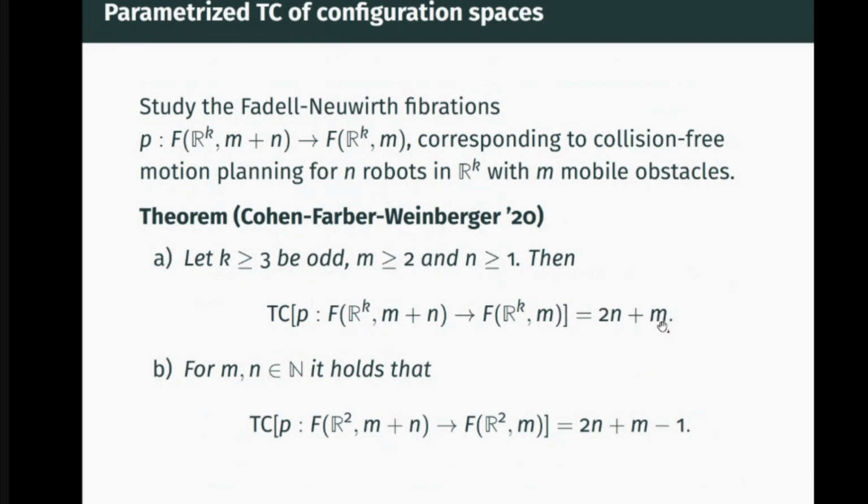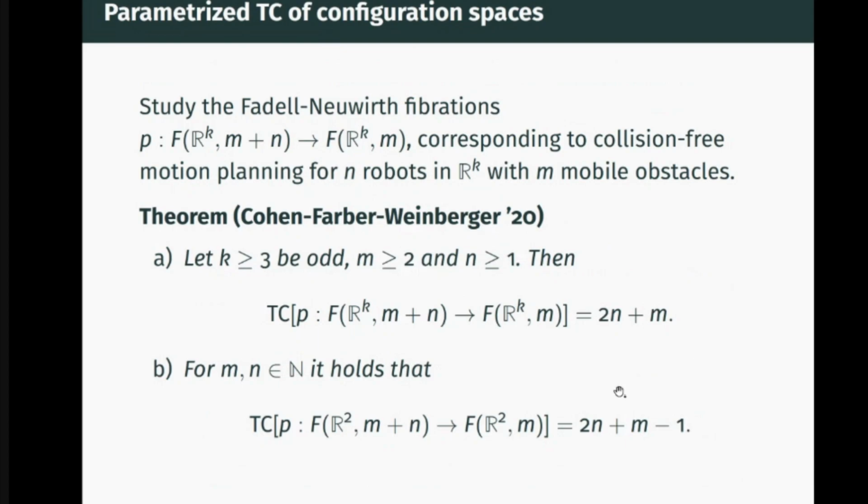So here we really have this m of the parameter space going into this TC. And similarly for R^2, in the two-dimensional case, this fibration has topological complexity 2n plus m minus 1. So also a slight difference here.